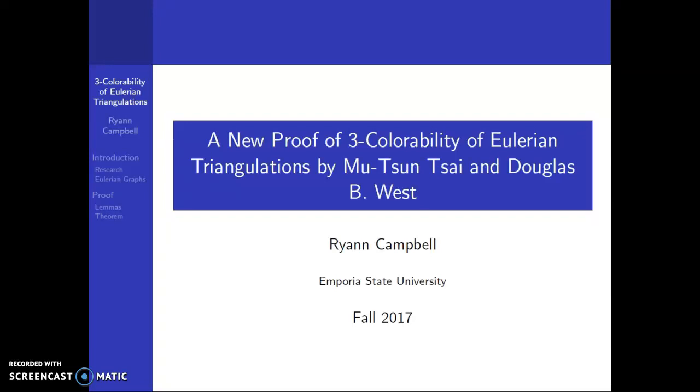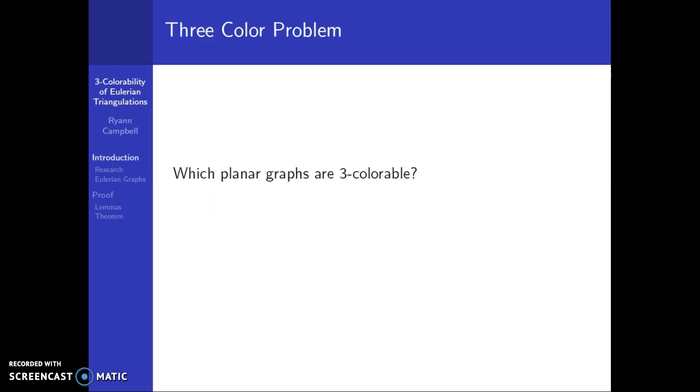Today we will discuss a new proof of three-colorability of Eulerian triangulations by Mu Soon Se and Douglas B. West. The basic idea behind the three-color problem is that we want to know which planar graphs are three-colorable. This brings us back to several definitions we have studied.